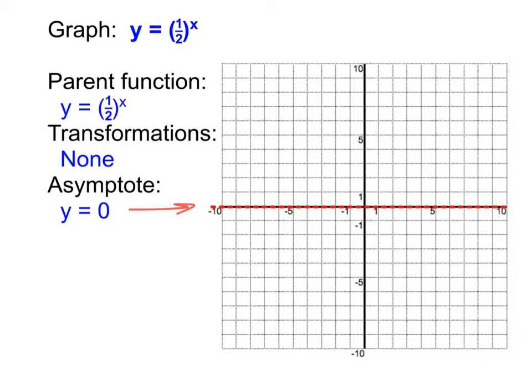All right, now the first point. Well, remember earlier we talked about 2 to the power of 0 equaled 1. 3 to the power of 0 equaled 1. What do you suppose 1/2 to the power of 0 is going to equal? 1. Because anything to the power of 0 is 1. Hence, when x is 0, y is 1. So I plot my first point up 1.